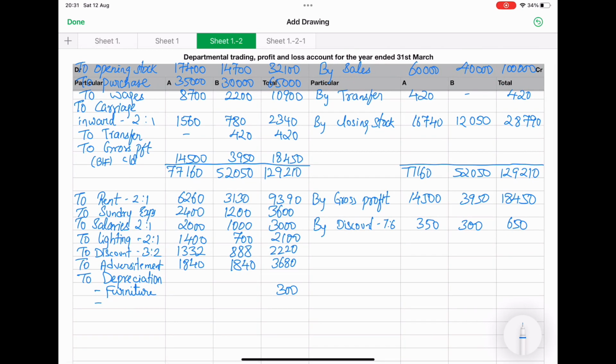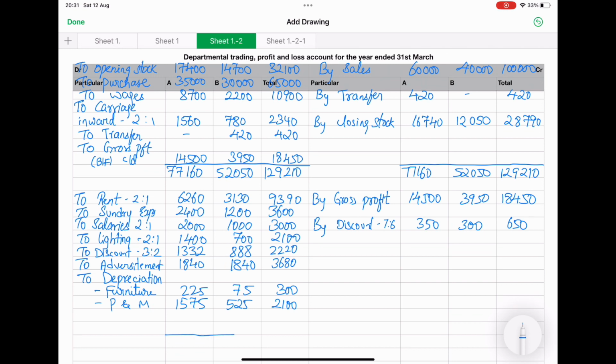Next, to plant and machinery 2,100. So 300 into 3 by 4 comes to 225, and 75 for B. 2,100 into 3 by 4 will be 1,575, and 5,025 for B. So these are the items that we are going to calculate.